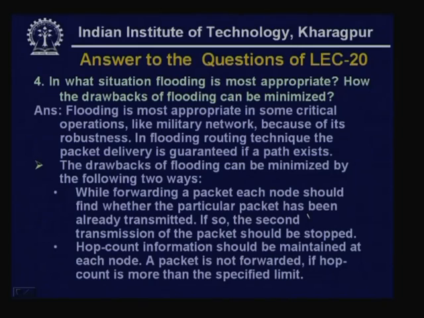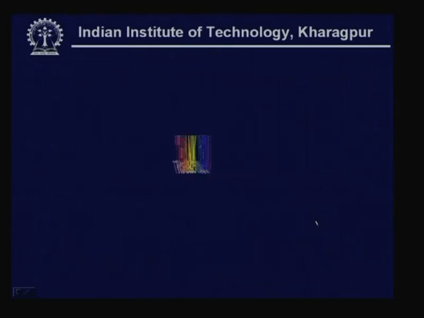The drawbacks of flooding can be minimized in the following two ways. One is that while forwarding a packet, each node should find whether a particular packet has already been transmitted. If so, the second transmission of the packet should be stopped. Another is hop count. Hop count information should be maintained at each node. The packet is not forwarded if the hop count is more than the specified limit.